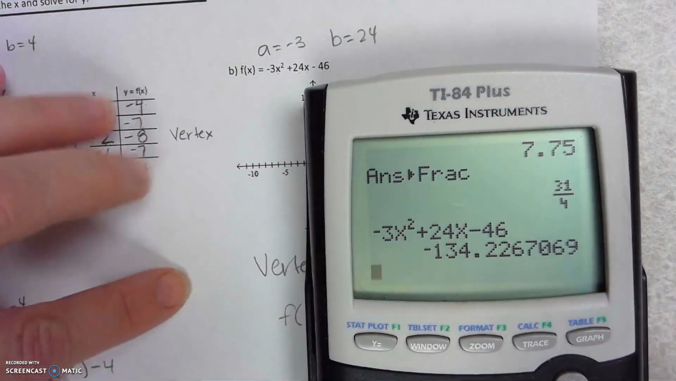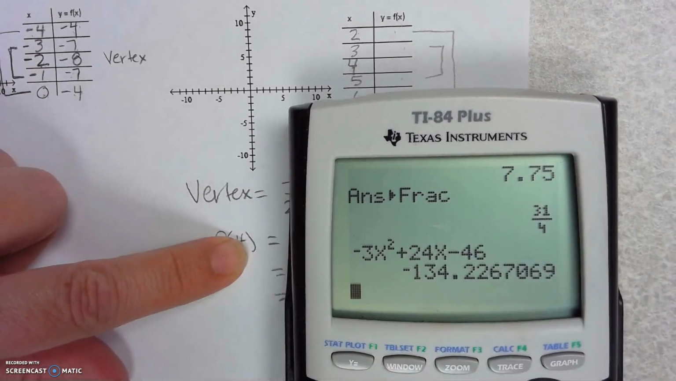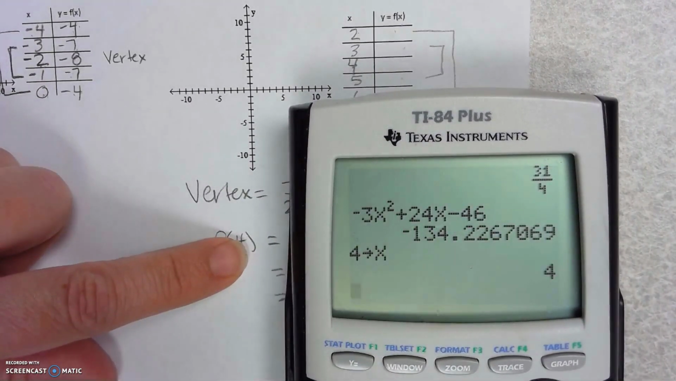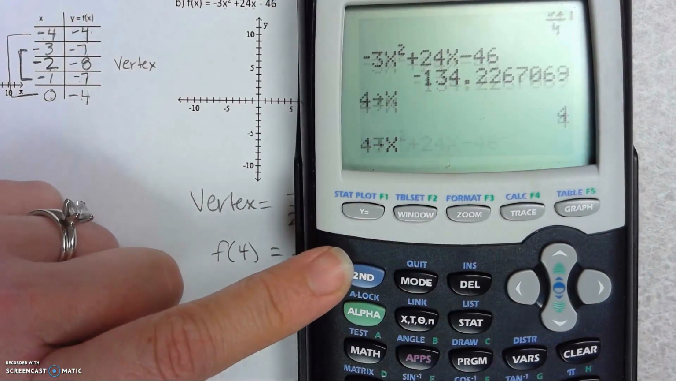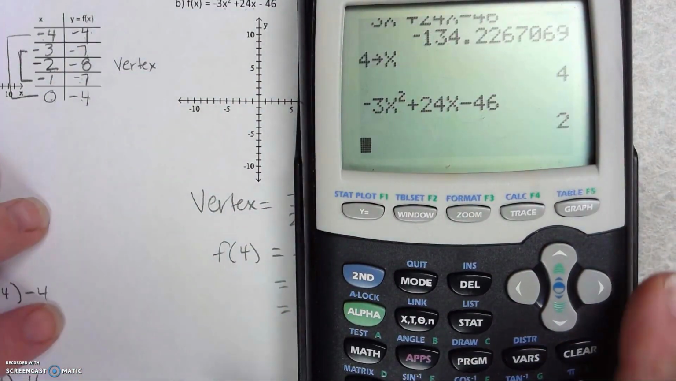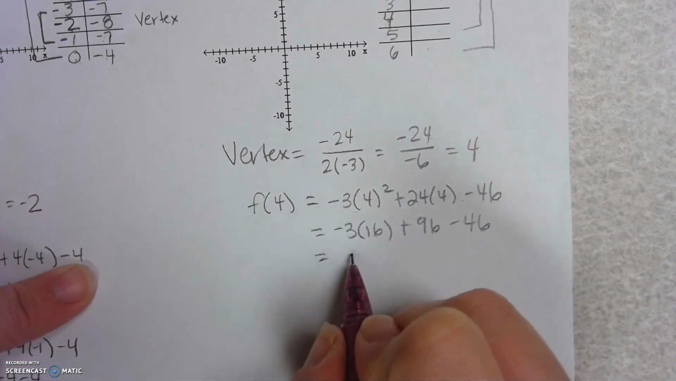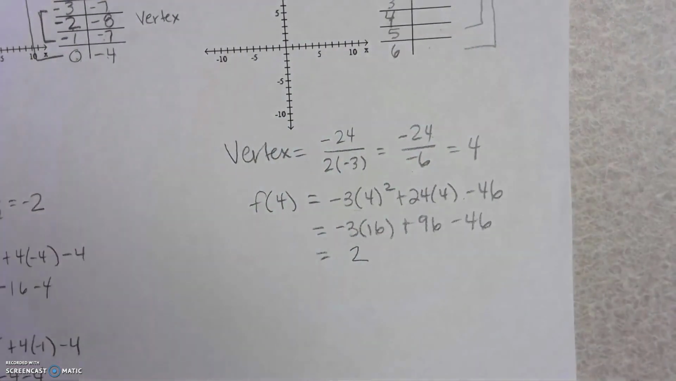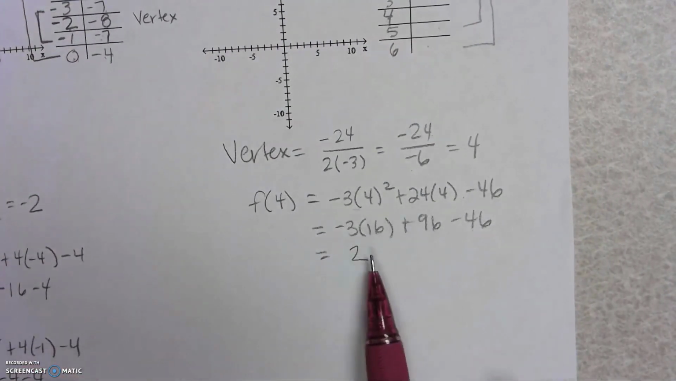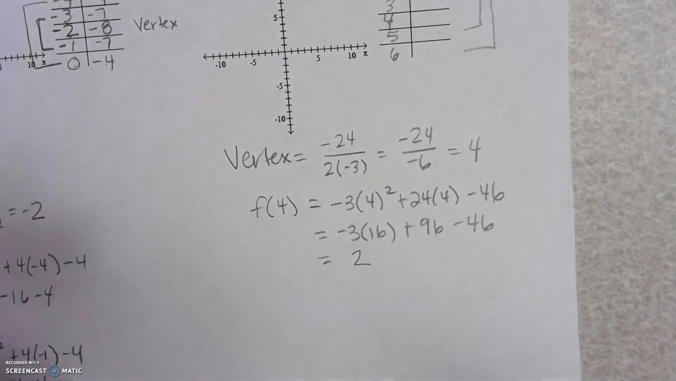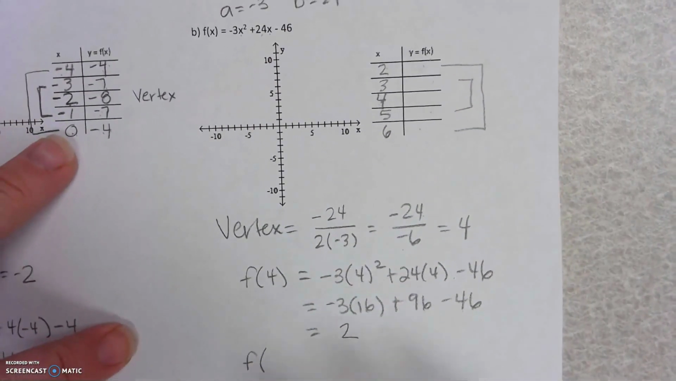What I'm going to do now is store in 4, like I did here. So I'm going to say 4, store it in x. Then I'm going to recall my function by doing second and enter until my function appears on the screen, and there it is. I'm going to hit enter. What that tells me is when I plug in a 4, which is what we've done here, I get 2. We can see that negative 48 and negative 46 is negative 94, plus 96 makes 2. Whatever way you want to plug them in is perfectly fine. Just make sure you're showing me on the test what you're doing.